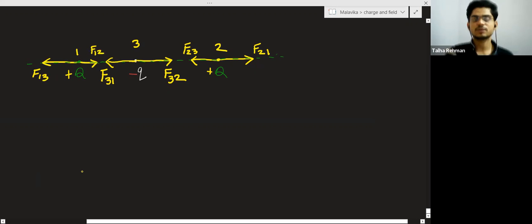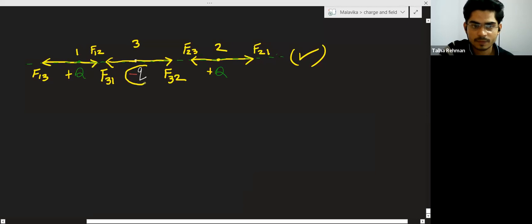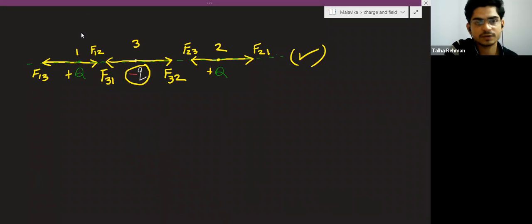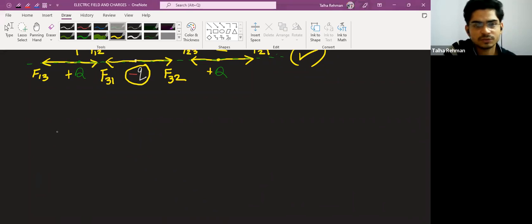Okay, this is the case. So we have decided that we will put the negative charge. The sign of charge is negative. Now this question is very simple.